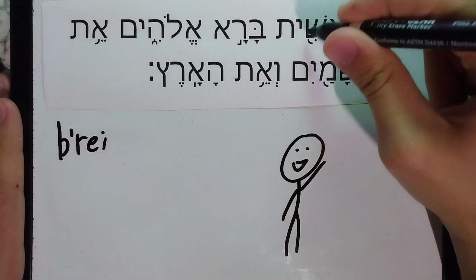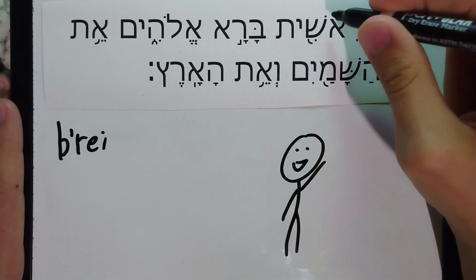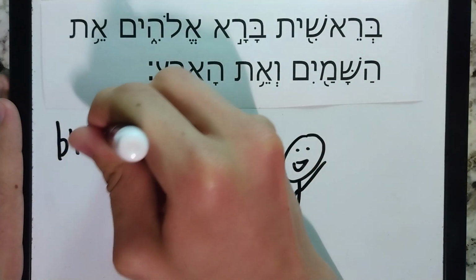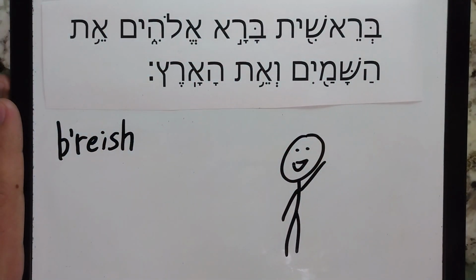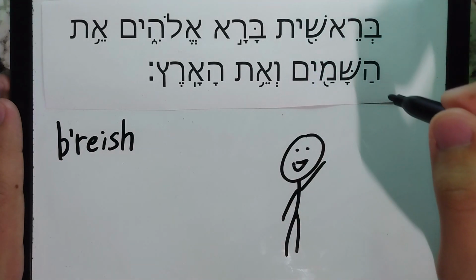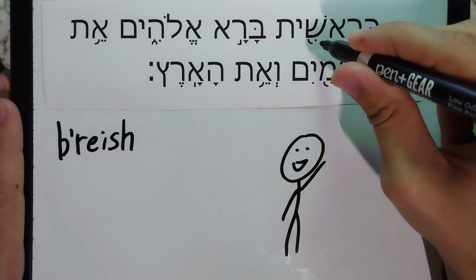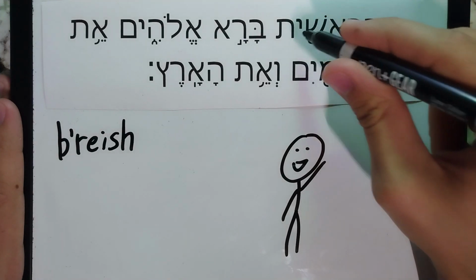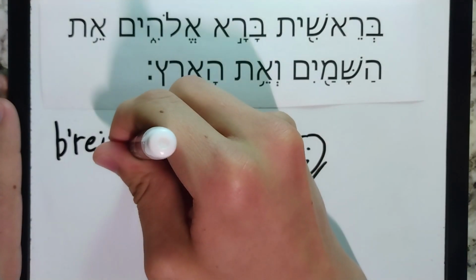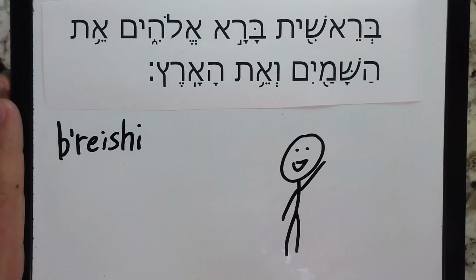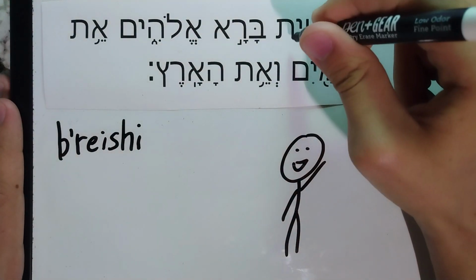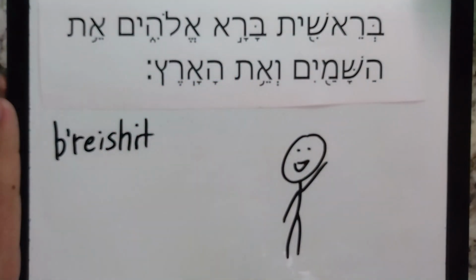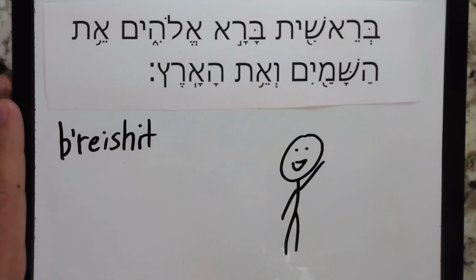So we can move on to the next letter, which is sheen. Sheen has a dot on the top right of it. So sheen says sh. Under the sheen, we have a punctuation marker, which we'll come back to in a minute, and also a hirik. Hirik says i, and this hirik is represented with a yud after the sheen. So they say i together. And the last letter of this word is a tav. Tav says t.